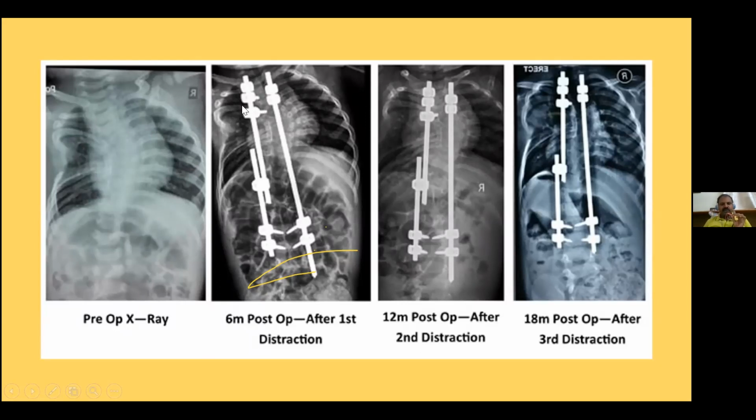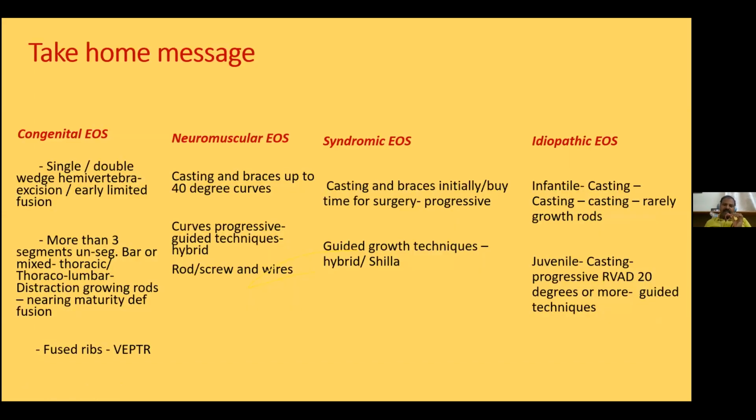So this is how you do it. You do anchors, distract, get it into acceptable growth of the thorax, and then you can do a definitive fusion once the child is nearing maturity. So having said all these things, if I don't give a take-home message, then again, you do not know where the road goes, right? I don't have a definitive protocol or algorithm to say you do this, that, but I would suggest these things based on the experience, what I've seen.